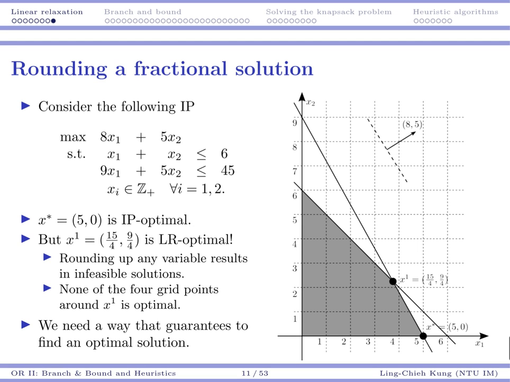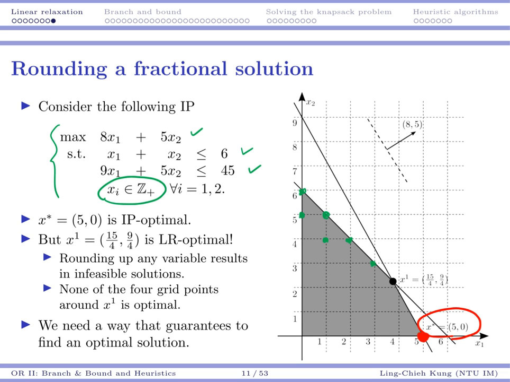So here, let me give you an example. Suppose you have an IP which is here. The objective and constraints look very typical. You have integer variables, and they should be non-negative. Once you take a look at all those integer points, you will see that the optimal solution is this one. The optimal solution is (5, 0).